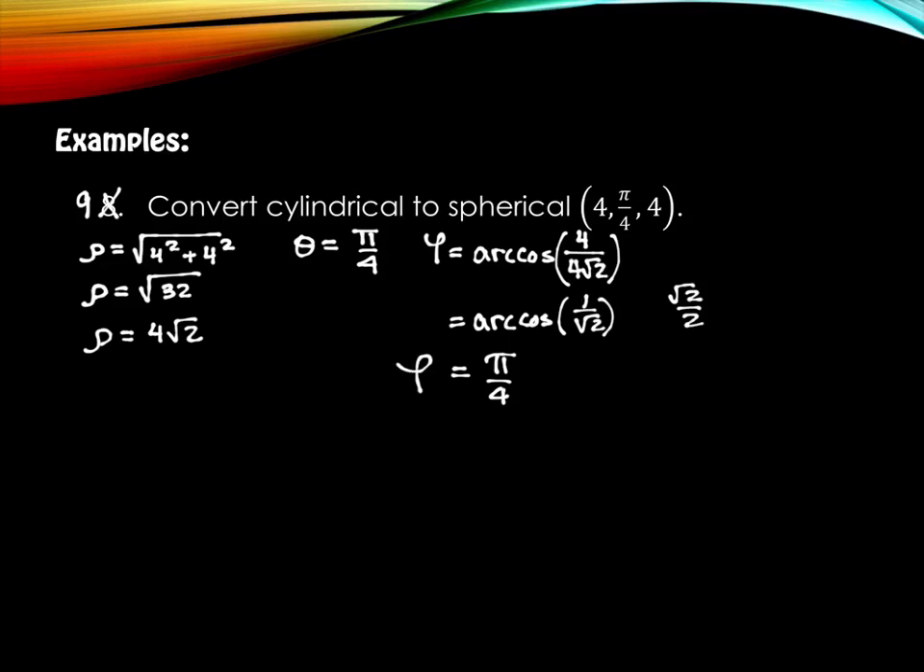So my ordered triple is 4 square root 2, pi over 4, and pi over 4. Are you good with that?